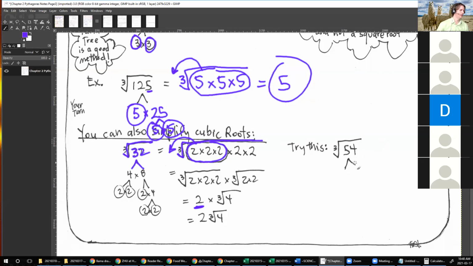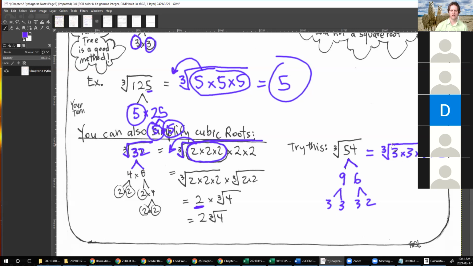We're going to do one more example, and then we're going to move on to the good stuff, which is Pythagoras, and it has a million cool examples. So 54, can I do 9? 9 times 6. And 9 is 3 times 3. And 6 is 3 times 2. So I'm going to write my cubic root. It's going to be 3 times 3 times 3 times 2.